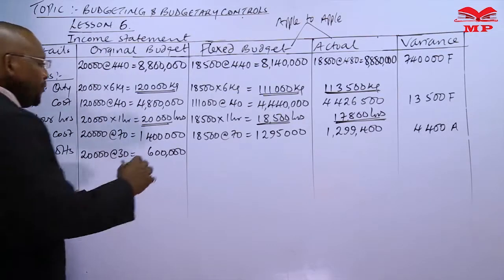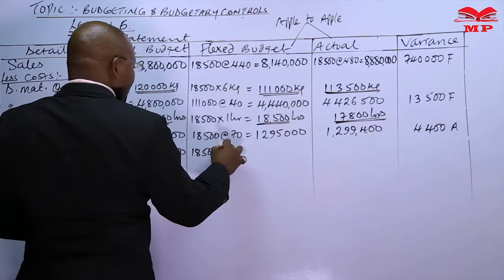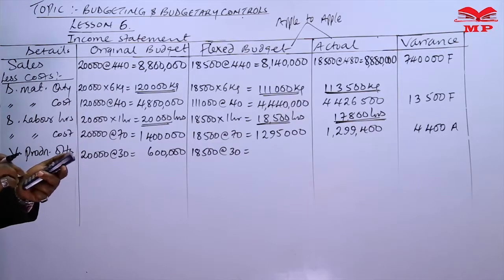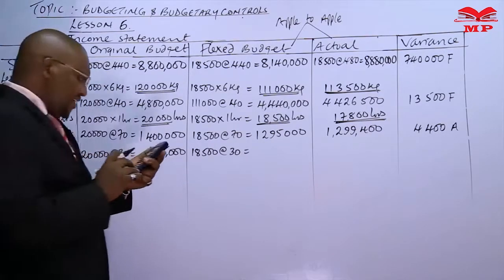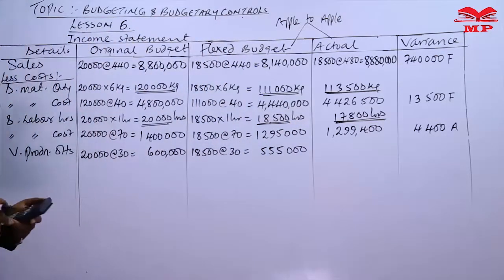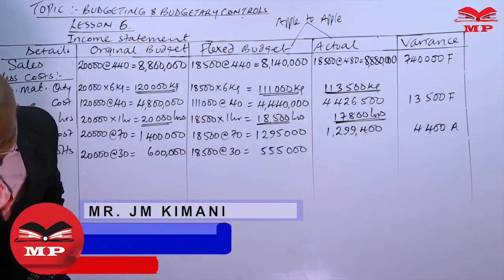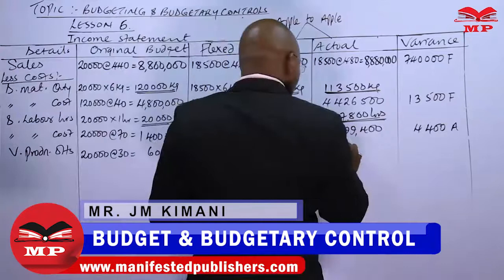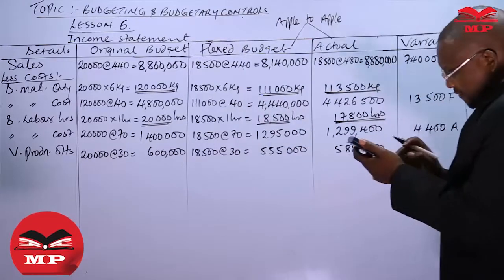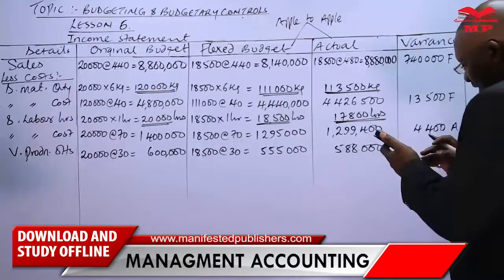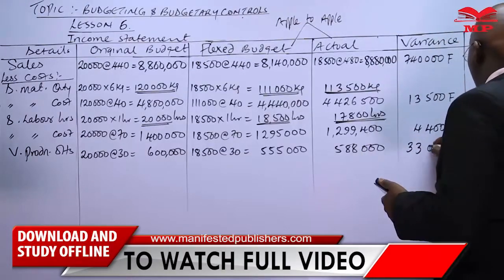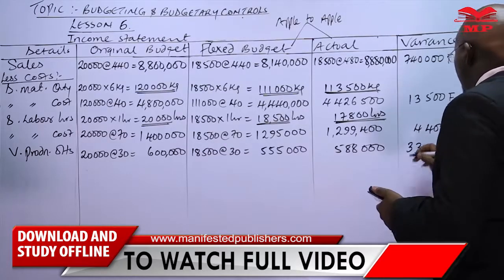But for the flexible budget, we were to produce 18,500, but now at 30 shillings. How much money is this that we are to spend? 18,500 multiplied by 30 shillings is 555,000. That's what we should have spent. But how much did we spend? In note number 5, we spent a total of 588,000. As we do the comparison, we compare the 555,000 minus the 588,000. That tells us we have overspent by 33,000, which is adverse. And that is a good comparison.